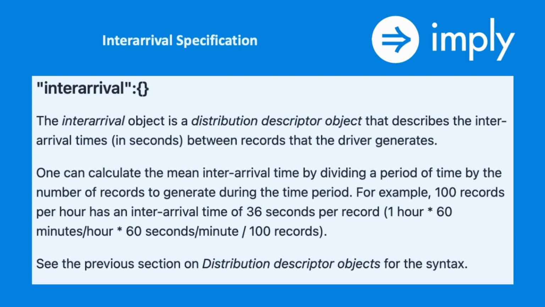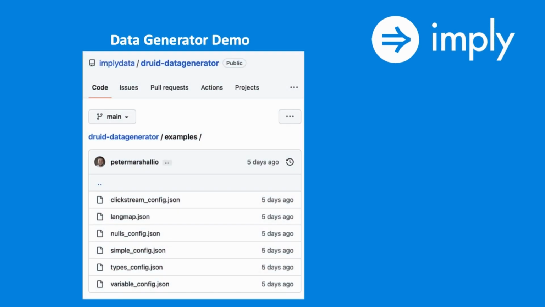The fourth section of the data generator's configuration file is the inner arrival specification, which is merely a distribution descriptor that designates the amount of time between entities entering the state machine. Let's wrap up this presentation by showing you the data generator in action. I will run the program using the clickstream config.json file from within the examples directory.